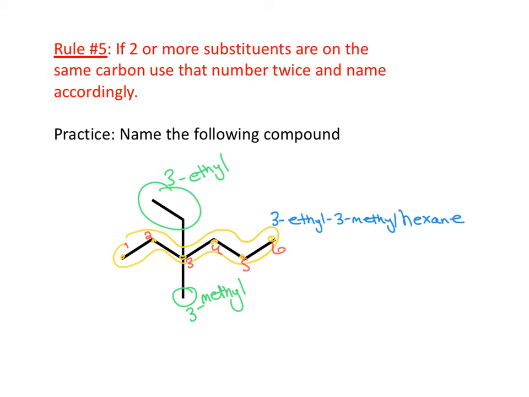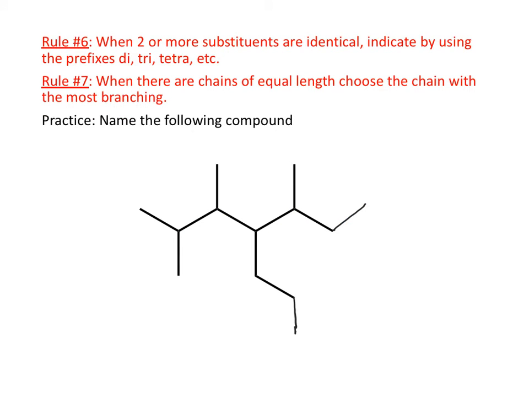Also, you may notice that I have hyphens. The rule for when to use a hyphen is anytime you're moving between a letter and a number in either direction, you use a hyphen. Okay, now let's look at Rule 6 and 7. So Rule 6 says when you have two or more substituents that are identical, indicate that using the prefixes di, tri, tetra, etc. Rule 7 says when there are chains of equal length, choose the chain with the most branching.